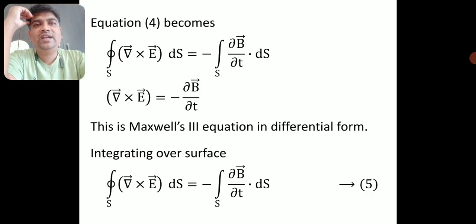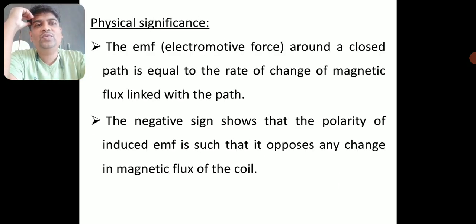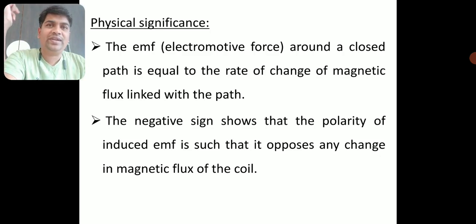So change of magnetic flux is minus ∂B/∂t. Curl of E is kind of an EMF. EMF is equal to a change of magnetic flux. And the negative sign in minus ∂B/∂t indicates that the polarity of the induced EMF is such that it opposes any change in the magnetic flux. Again, this is in accordance with Lenz's law. The negative sign in the Maxwell's equation tells us that the induced EMF opposes the change in the magnetic flux in the coil. Overall, EMF is the change in the magnetic flux, and the negative sign indicates that the EMF opposes the change in the magnetic flux.